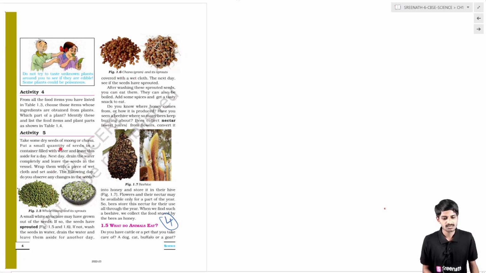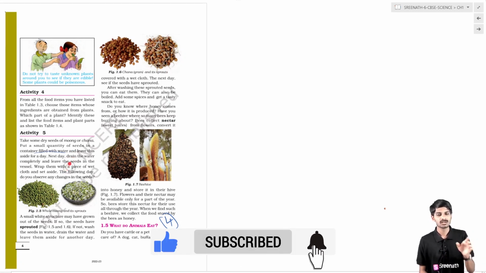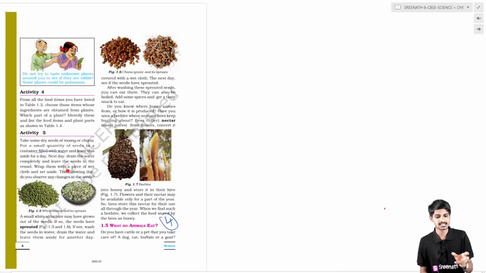First, what to do? Put a small quantity of seeds in a container filled with water and leave it aside for 1 day. After that, what to do? The next day, remove all the water and leave the seeds in a vessel. After completely removing the water, wrap the seeds in a wet cloth and set aside for 1 day.